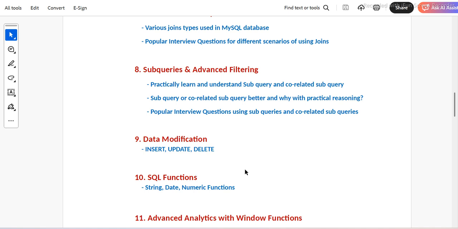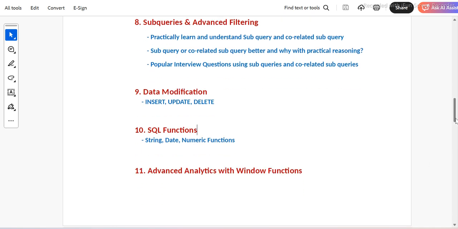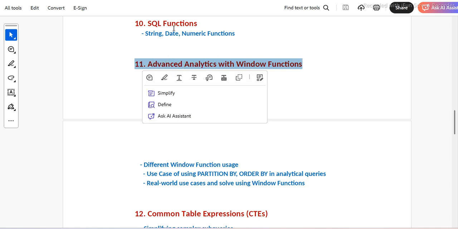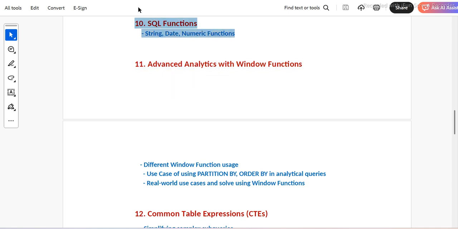Now, if I go to the next one, which is advanced analytics. And from here, guys, the advanced topics basically start, right? So medium is probably here and a little above, but the advanced topics really start from here. People should really know this. That's why it's also written advanced analytics with window functions. So we are going to learn everything about window functions, right? Different types of window functions that we use, and how it is helpful to fetch the appropriate data or to solve a complex problem.